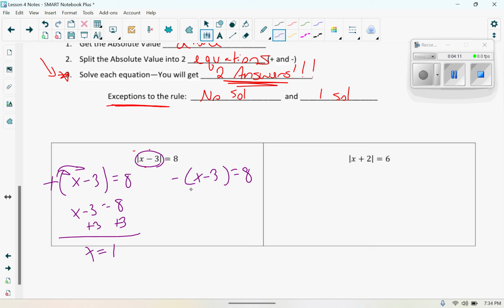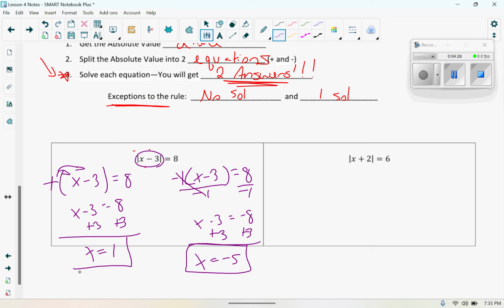The negative part, think about this. If I divide to get rid of that negative, that's going to make that a -8, okay? Then we're going to add 3 to both sides, and I get x is equal to -5. So guys, this is what I was talking about. You're going to have 2 answers here. Always 2 answers when you're dealing with absolute value. This is a big deal.